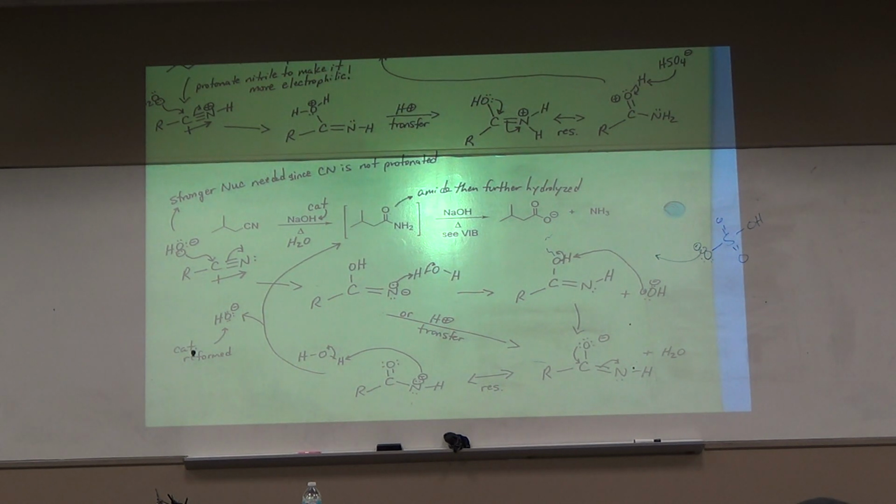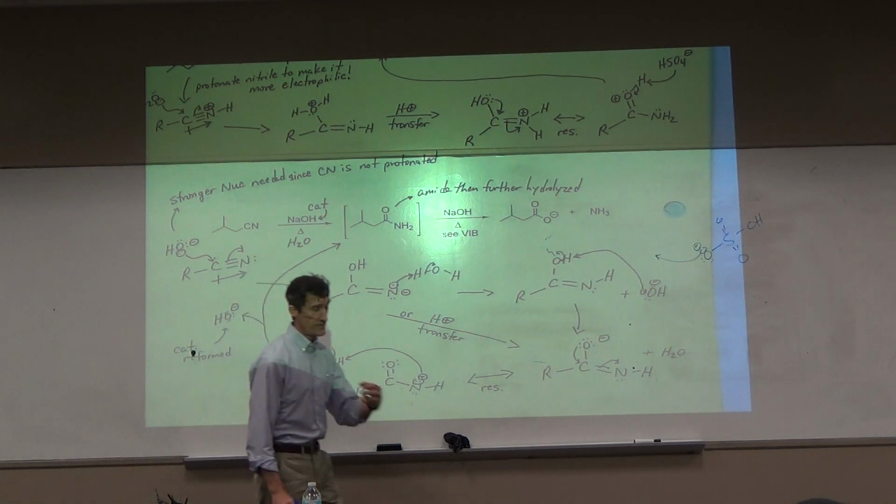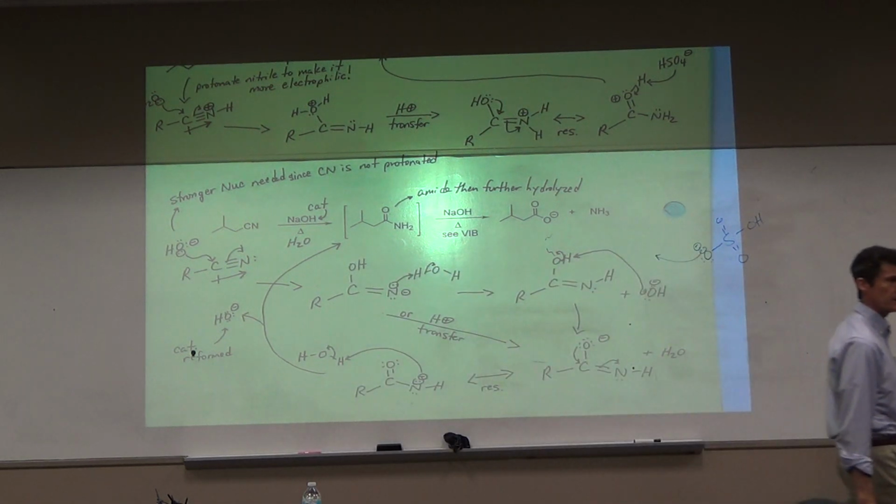I could have pointed this out before. If you're under acidic conditions, your intermediates are always going to be positively charged. If you're under basic conditions, your mechanistic intermediates are always going to be negatively charged, or neutral. Okay? That's sort of a theme to recognize with your mechanisms.